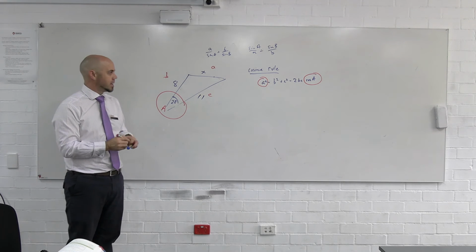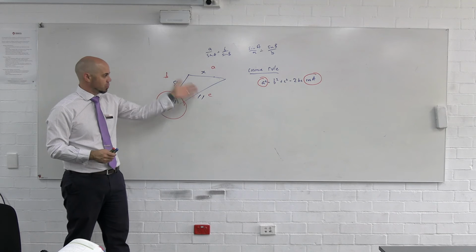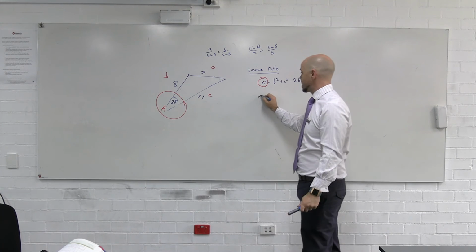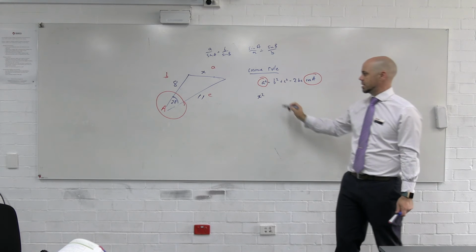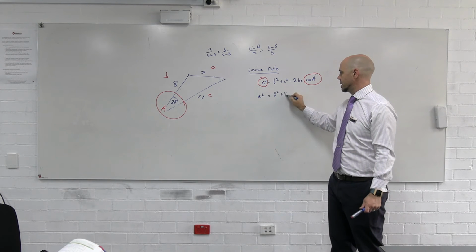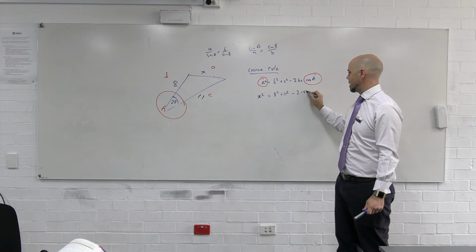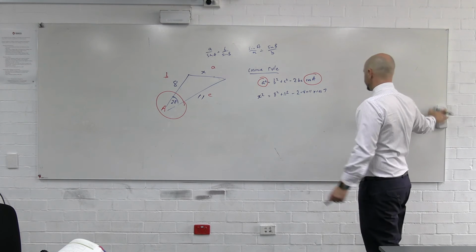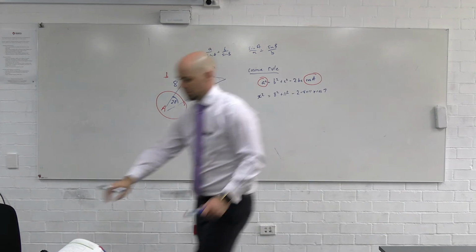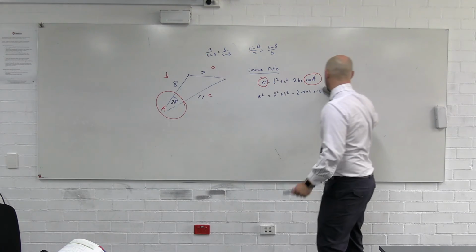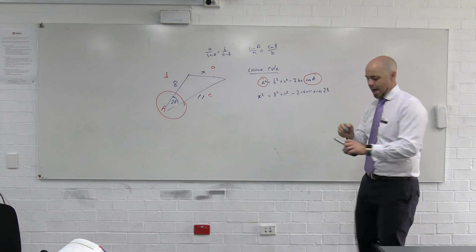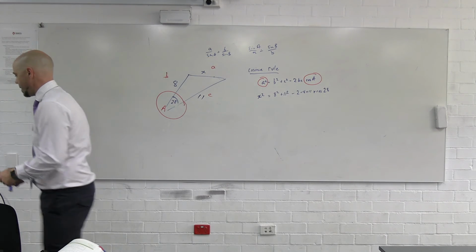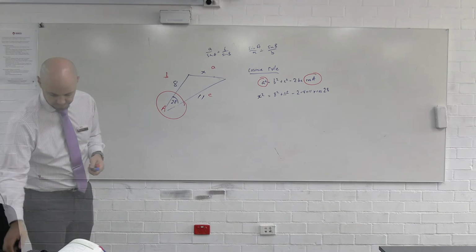Having taken the rule and labelled the triangle, now I can just put all the things in that I need. So a squared, in this case, is x squared. That's what we're trying to figure out. Equals 8 squared plus 11 squared minus 2 times 8 times 11 times cos 28. And we type that whole string of numbers into our calculator.